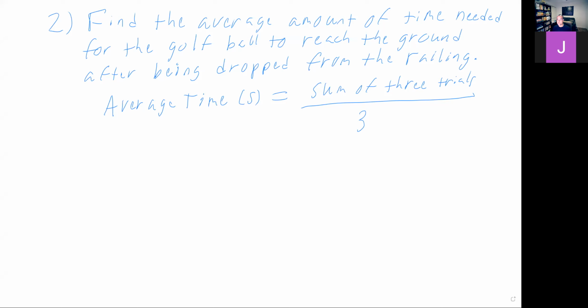Okay, and the second step of our procedure will be to find the average amount of time needed for the golf ball to reach the ground after being dropped from the railing. So average time in seconds, our unit is seconds, s, equals the sum of the 3 trials, all in seconds, of course, divided by 3. Okay, so that's our procedure here. We're going to do our 3 replications just like always, and we're going to add all of our times together and divide by 3. So this time we're going to be calculating our average ourselves. We won't have a spreadsheet to do that for us. All right, so go ahead and get this step in your procedure, and then we'll head to step 3.